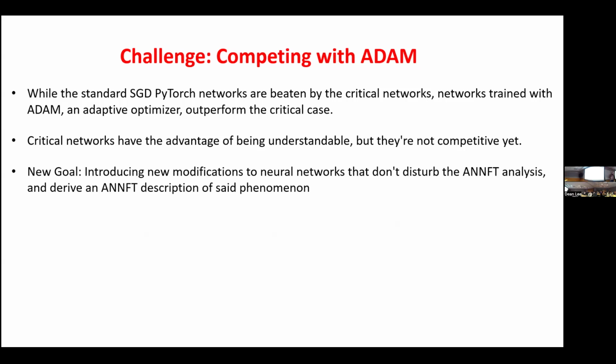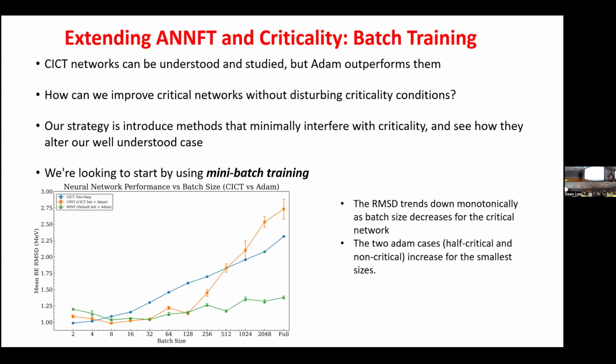So what we want to try to do is find ways to modify these critical networks where we can still apply a field theory analysis, but also introduce these new behaviors and try to describe them through the field theory picture as well, so that we can have something that's competitive and understandable. The first thing that we tried was mini batch training, where you take your training data set and cut it up into little batches of batch size B. Essentially it performs multiple gradient step updates during the gradient descent and tries to work its way towards a minimum.